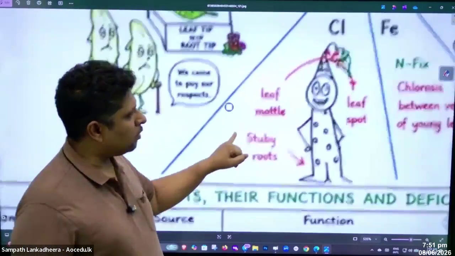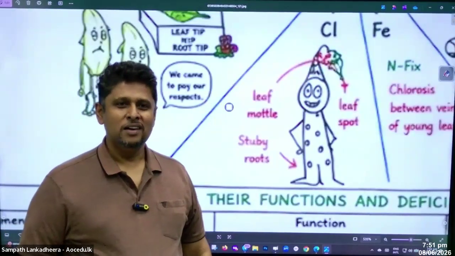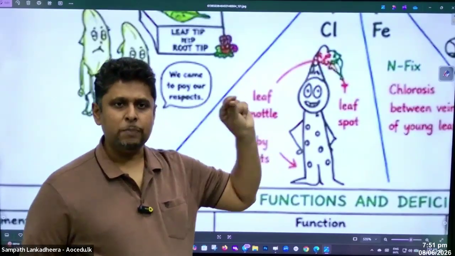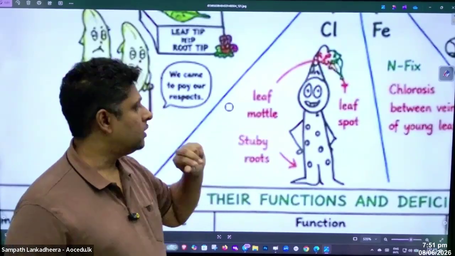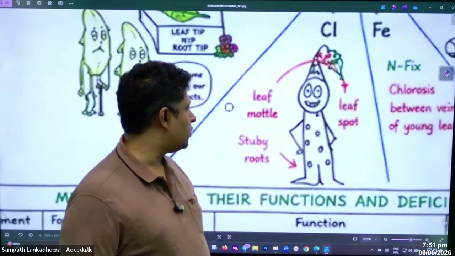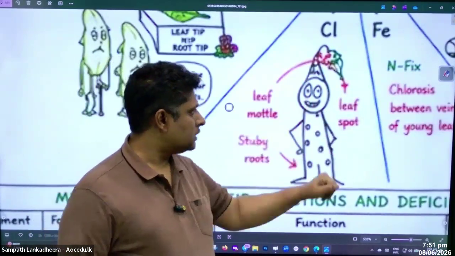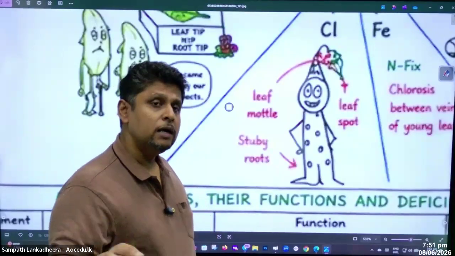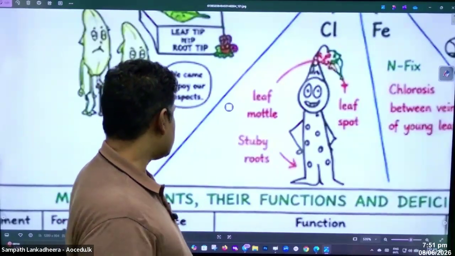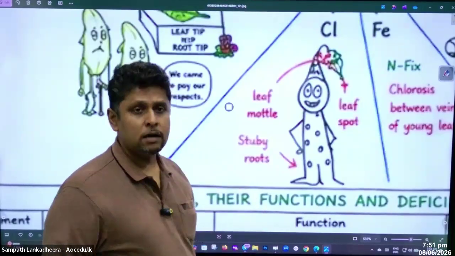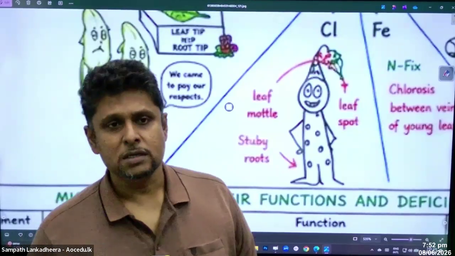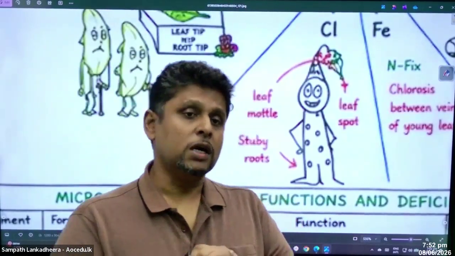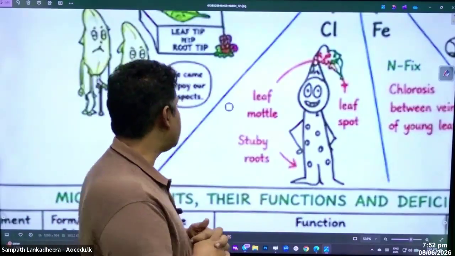And then we come to chlorine. Leaf mottles are going to form, spots appearing on leaves. We call them leaf mottling. Leaves are also going to wilt, which is another important feature. And then stunted roots: root stunting happens, meaning roots are not going to grow properly.